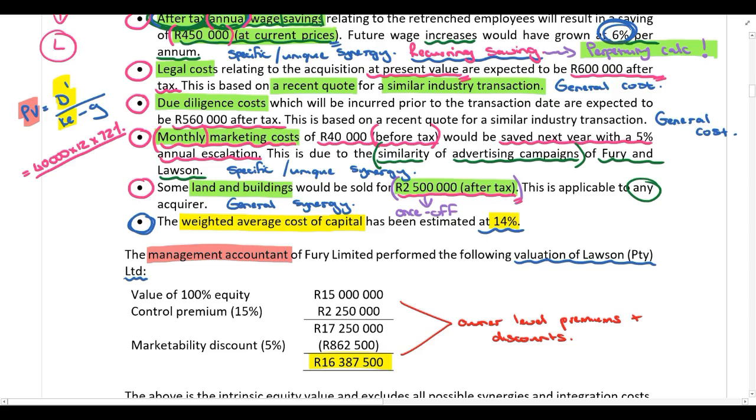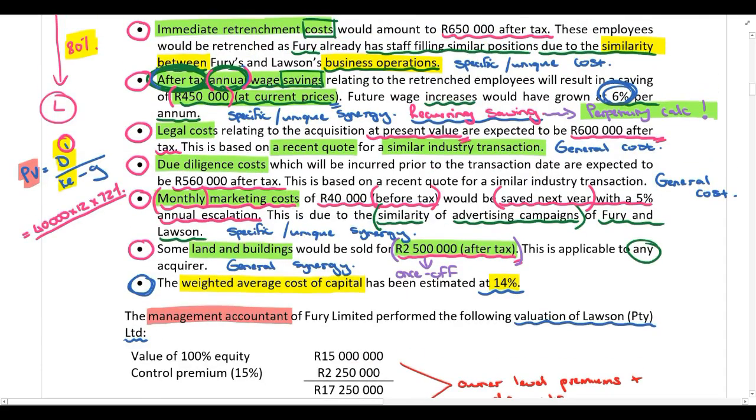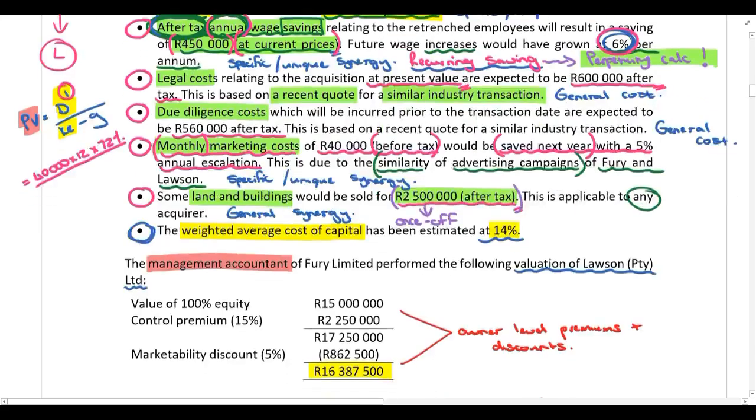Now, please be careful, guys. This must be D1. So it must be the future estimated marketing cost that will be saved. Now, read carefully. You are told that this amount would be saved next year. So that isn't the amount today. If you go back to the wage savings, you were given the wage savings at current prices, so the wage savings today, and that's why you had to increase it by 6% to get the future expected wage savings.